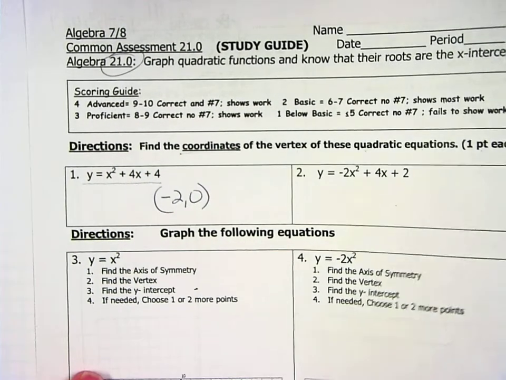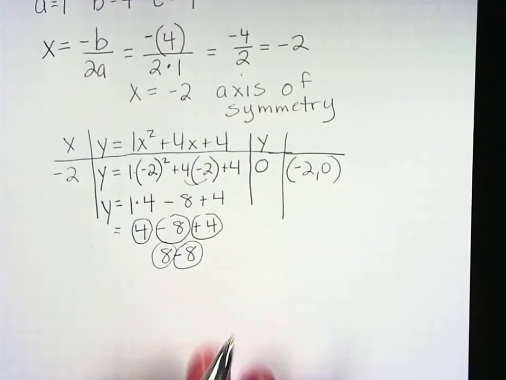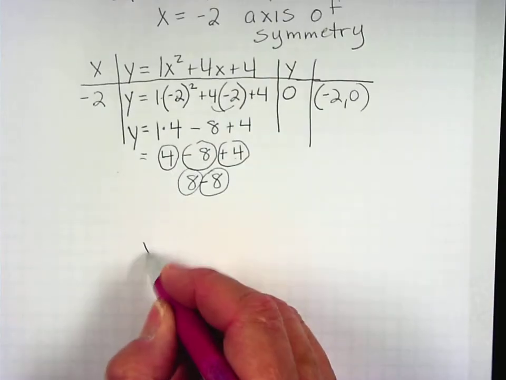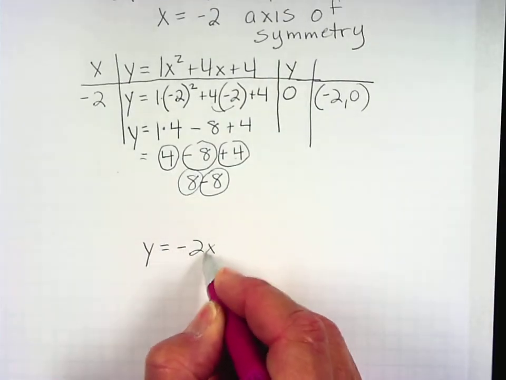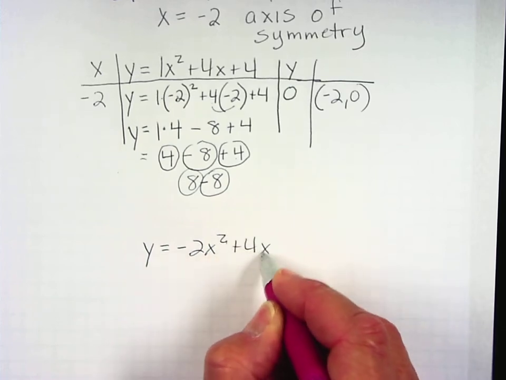Okay? We're going to do the same thing with y equals -2x squared plus 4x plus 2.